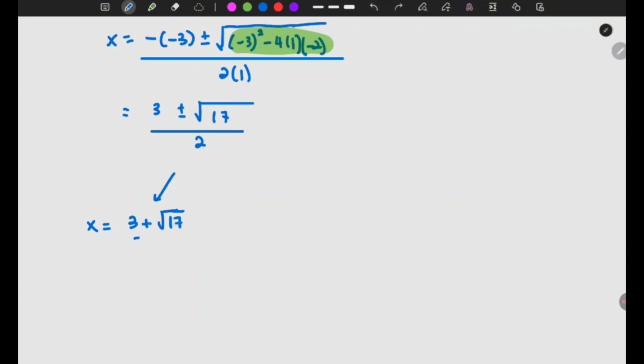And now press your calculator. So 3 plus square root 17 divided by 2 is 3.561. Same for this, but press minus instead of plus. The rest is the same. Negative 0.562. So this is the x value, done. So quadratic function is not too difficult, right? It's just substituting inside the formula.